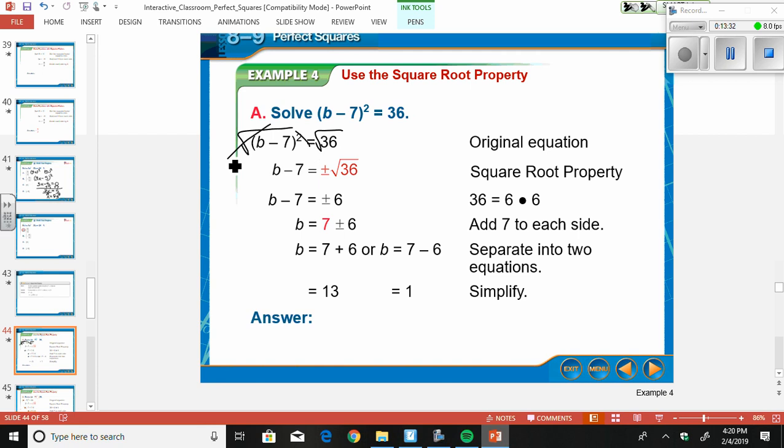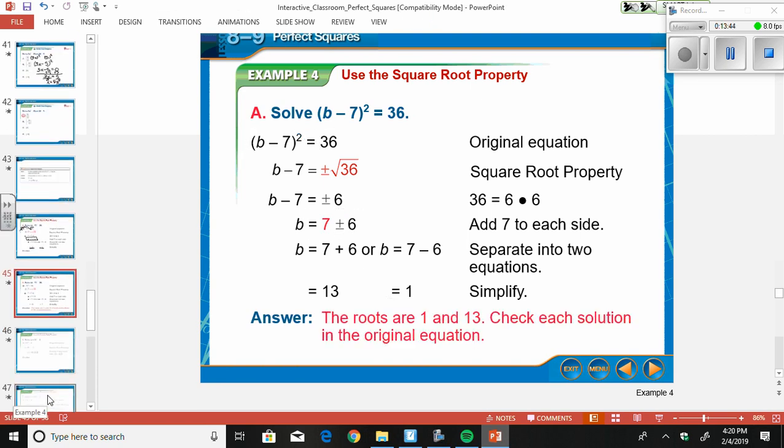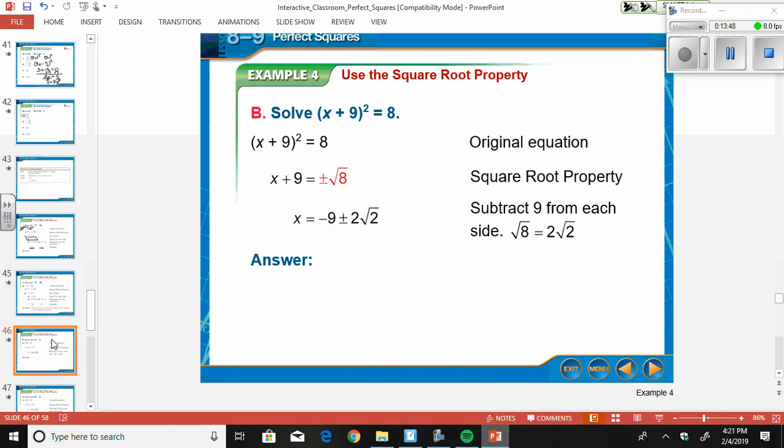You get b minus 7 equals plus or minus 6. Then we add 7 to both sides. So you're going to come up with 2 answers here. You're going to get 7 plus 6, which is 13, and 7 minus 6, which is 1. So those are the roots of our equation here.